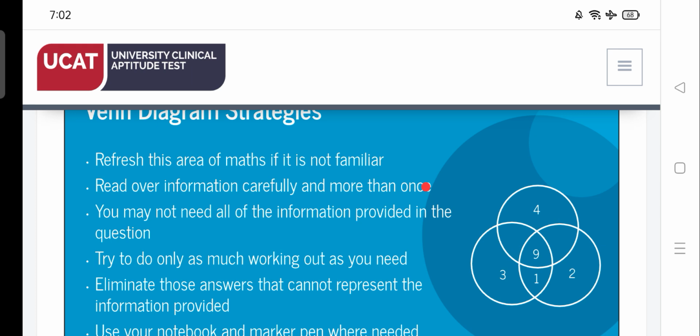If you are not very familiar with these types of questions, you can review and practice them. Then read over the information more than once, very carefully, and try to understand it, and then conclude your answers.